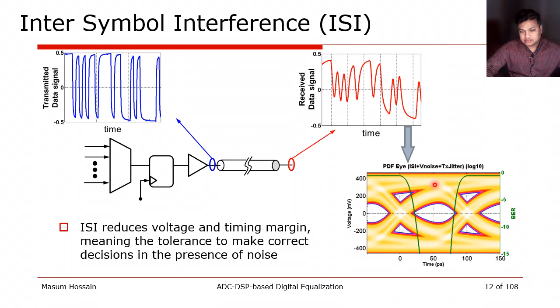As you can see here, the level 1 has actually spread out, and due to many noises, it has smeared out rather than creating distinct levels. And a similar thing happens for 0. Overall, the eye opening has significantly dropped in the presence of ISI. However, the ISI is still not so severe. Therefore, in this case, once we extend these noise PDFs, we can see that a reasonable BER is still achievable.